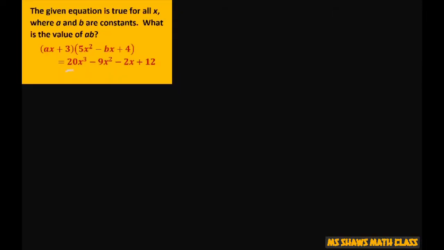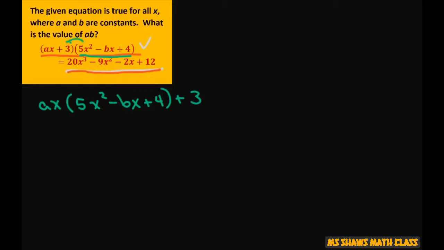Sometimes if you can factor this, make it look like this, it makes it easier, but I couldn't find a good way to do that. So what we're going to do is just expand this by distributing. So I'm going to write this as ax times this function here, so 5x squared minus bx plus 4, plus 3, I'm using this one, times 5x squared minus bx plus 4. And let's just write all this out.